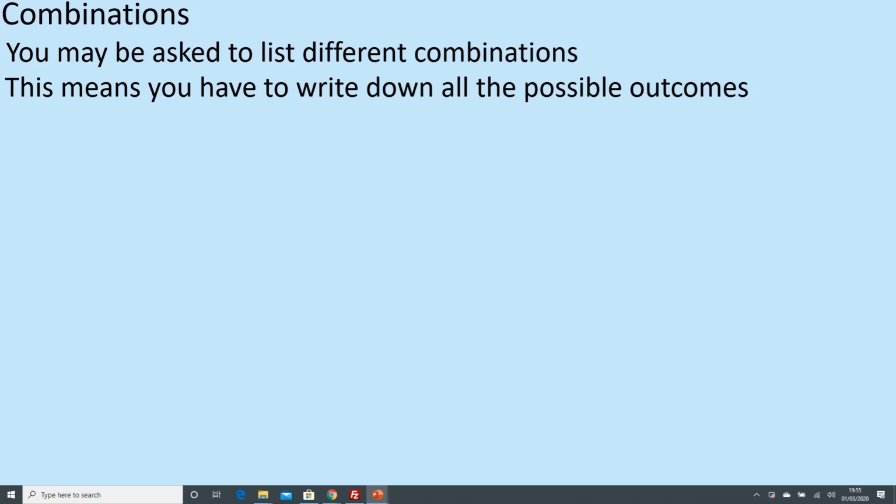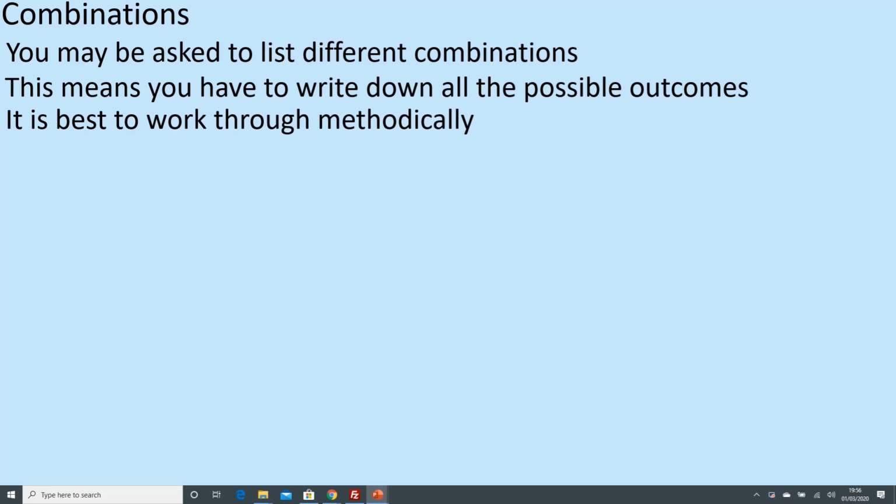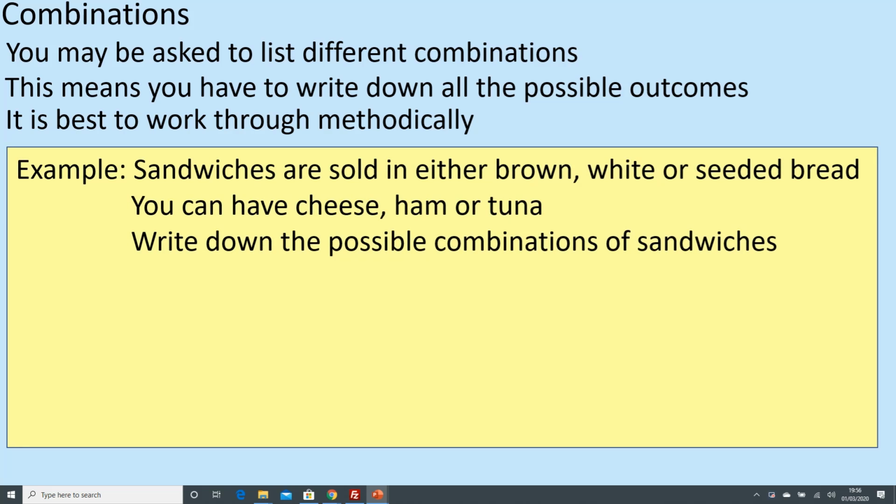So this could be an idea of writing down all the possible outcomes, but it might be a case of logically thinking about what those potentials could be, which I'll talk you through now. It's better to work methodically and think about what you've got, but each scenario is going to be different. So let's have a look at a very straightforward example. You've got sandwiches on either brown, white or seeded bread, and you can have cheese, ham or tuna. Write down the number of possible combinations.